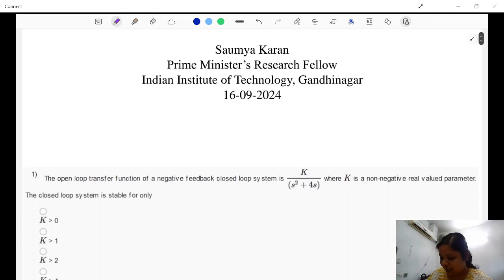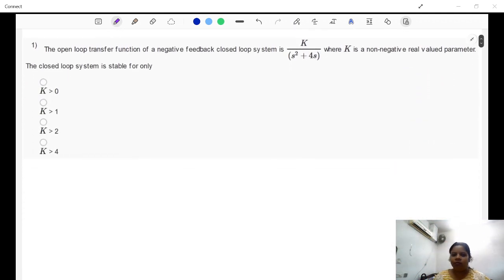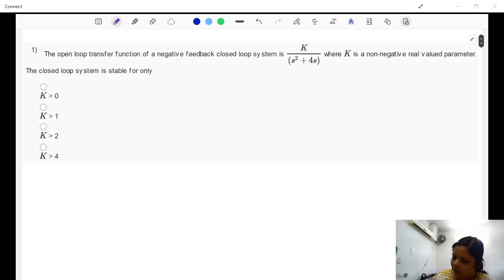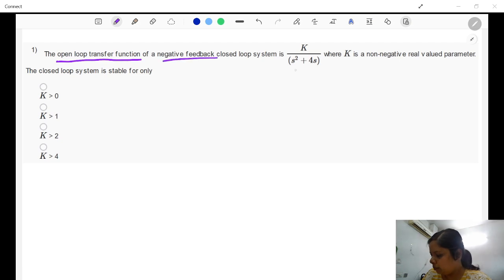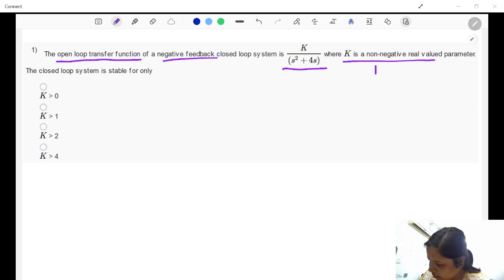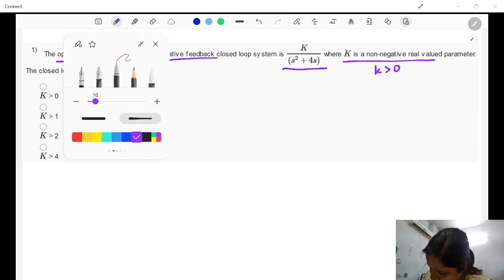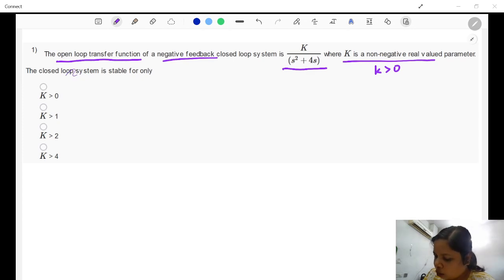The first question is really an easy question. It says that the open loop transfer function, mind it, this is open loop only, of a negative feedback system is given by this, where k is a non-negative real valued parameter, meaning k is greater than 0. Then the closed loop system is stable for only what? How will we find when the closed loop system is going to be stable?